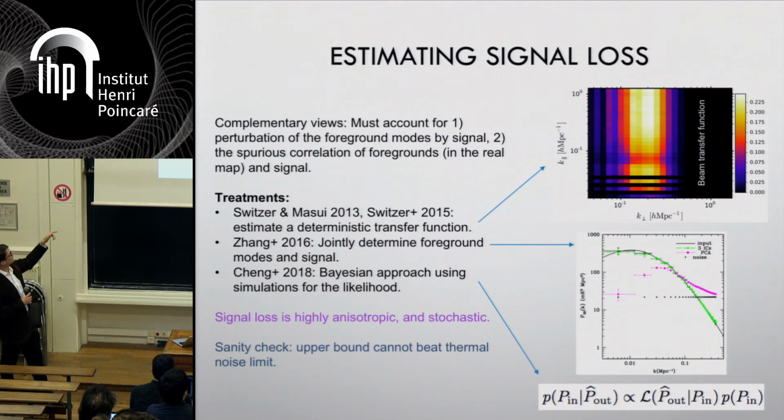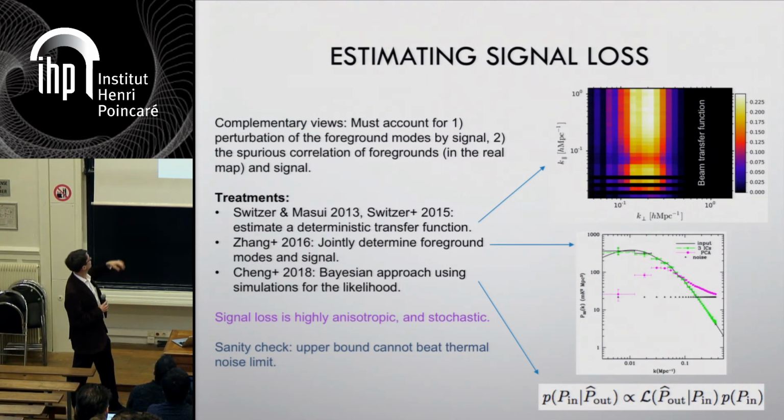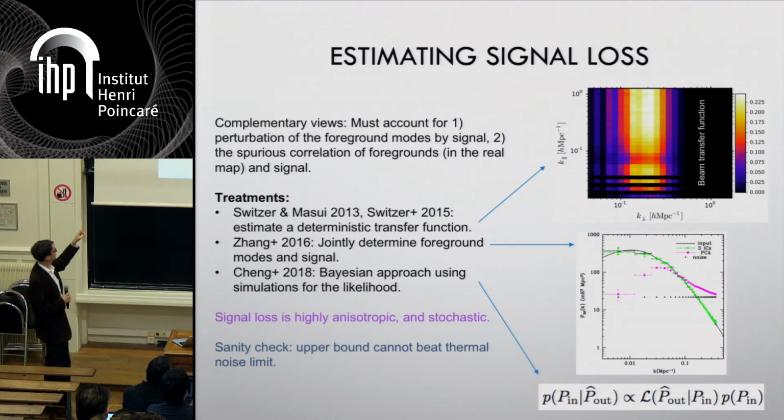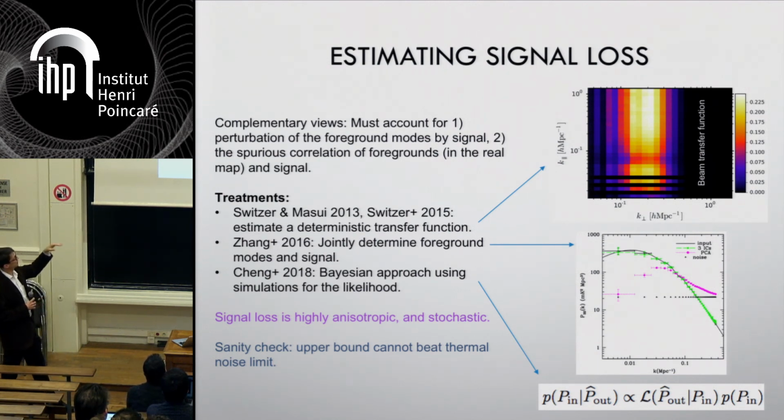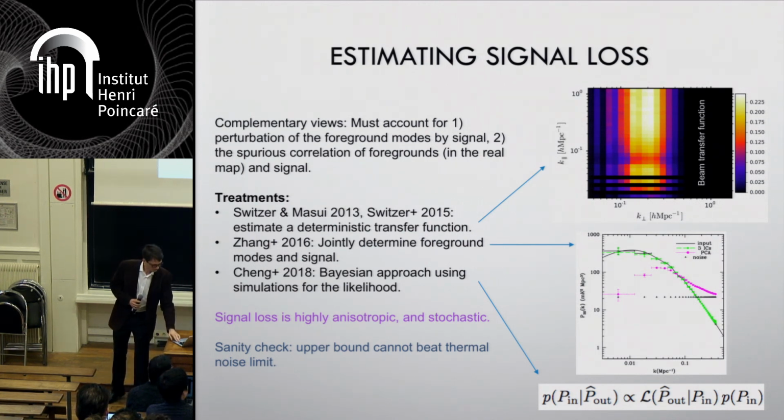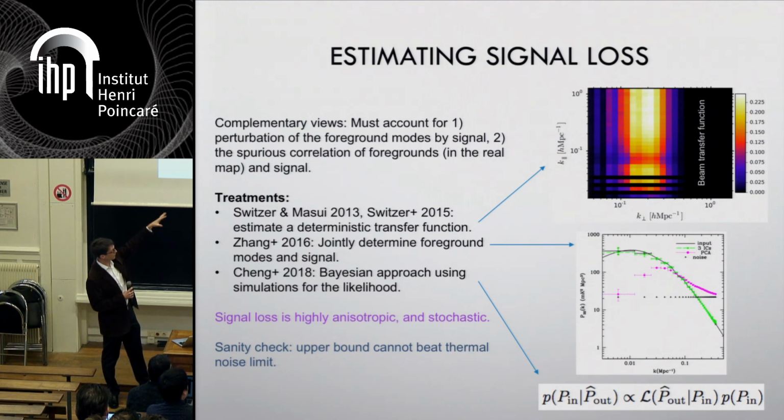Zhang et al., with Ben, published a very nice method which jointly determines the contamination modes and the signal variance. So this transfer function is accounted for self-consistently, and that's shown in the lower plot. And then last week, Karina Chang and the PAPER collaboration published a very nice Bayesian approach for handling this, where they use simulations to estimate the output, what you would measure from simulation, then flip that around to infer from the real data what the true power is. And this acknowledges the stochastic aspect of the signal loss.